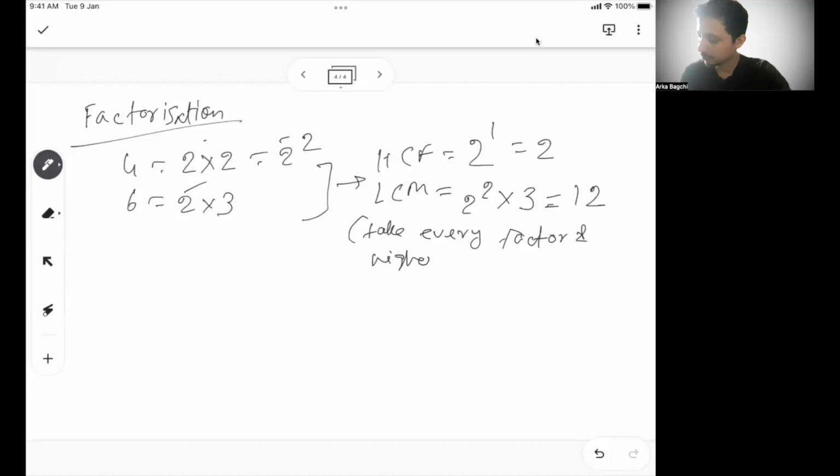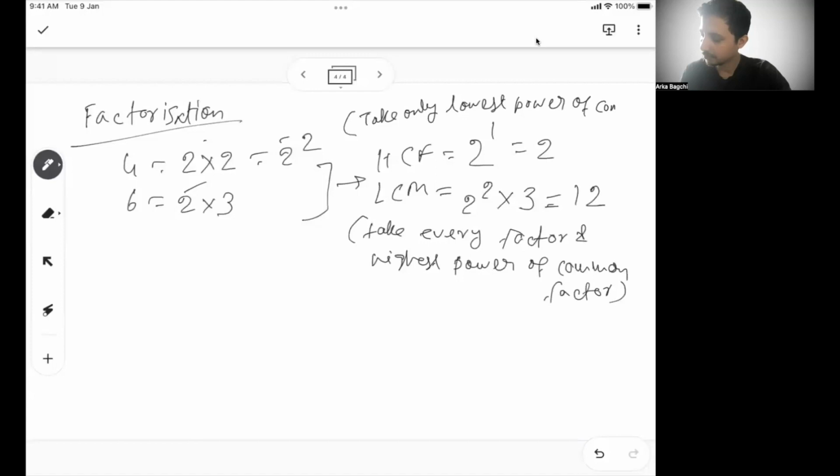and highest power of common factor. And for HCF, take only lowest power of common factor. So this is your HCF and this is your LCM. Take only the lowest power of the common factor for HCF. Take every factor and the highest power of the common factor for LCM.